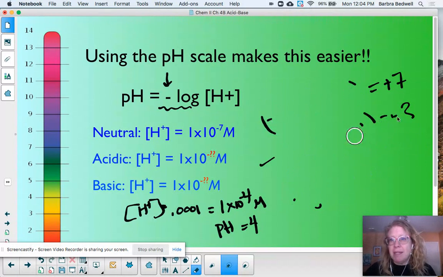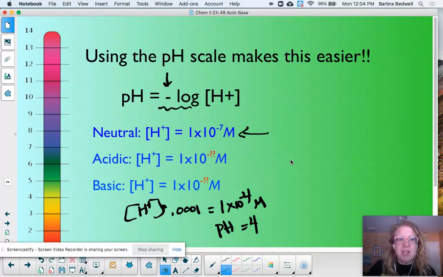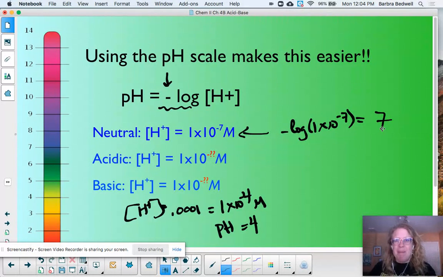Remember what our baseline is. 1 times 10 to the minus 7th is our baseline neutral situation right here. This is the concentration of hydrogen ions in a neutral solution. So the negative log of 1 times 10 to the minus 7th is equal to 7. That's what that pH means.